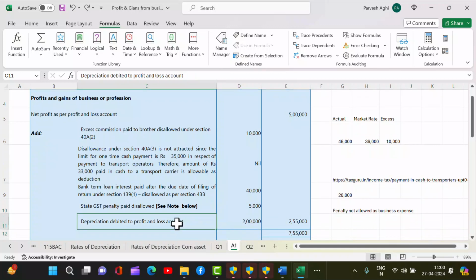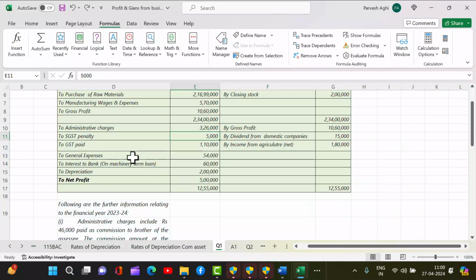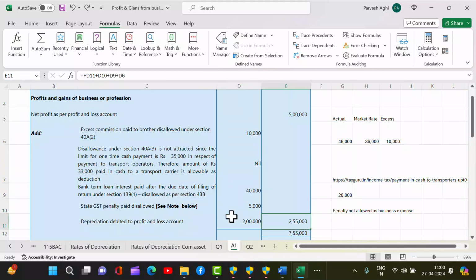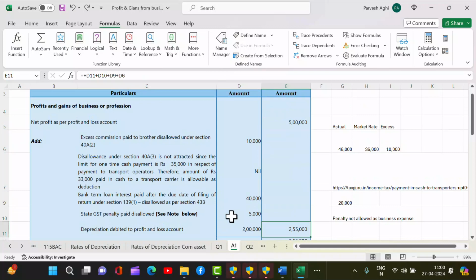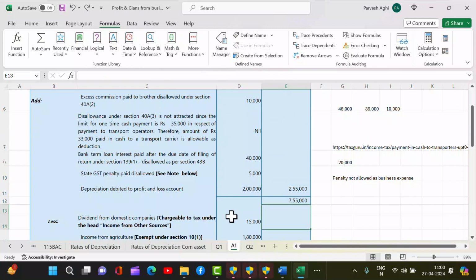Okay. Read this. Depreciation debited to profit and loss account. So how much is the depreciation which he has charged? Let's see. As per this, 2 lakh is the depreciation which he has charged. So first we are going to add this depreciation. Okay, fine. So then we start with 5 lakhs and add all this. It will become 755. Then less.